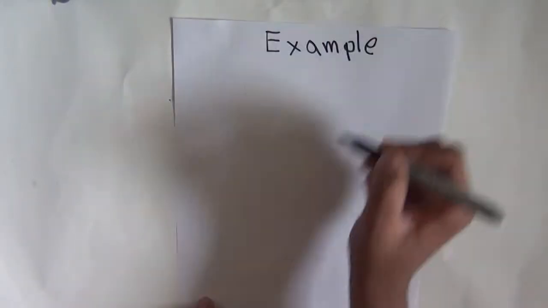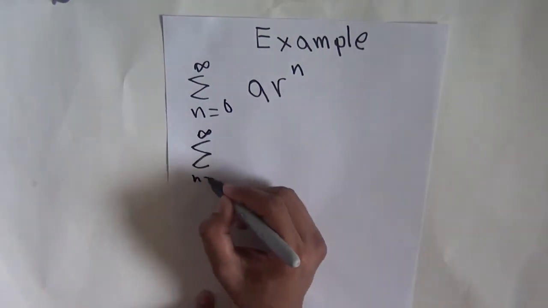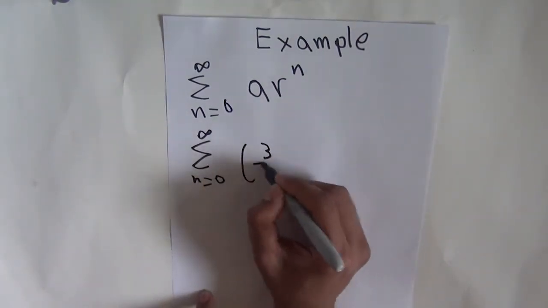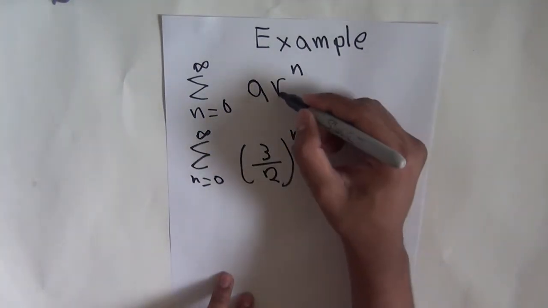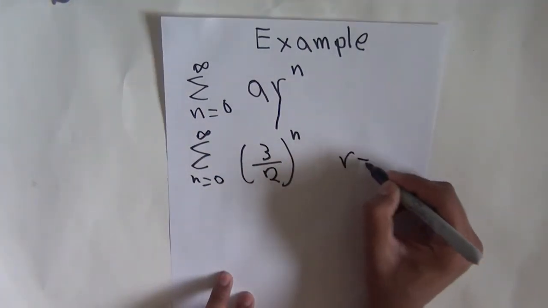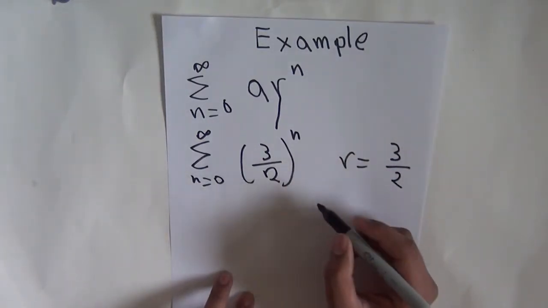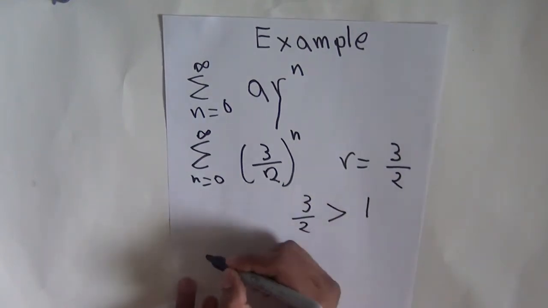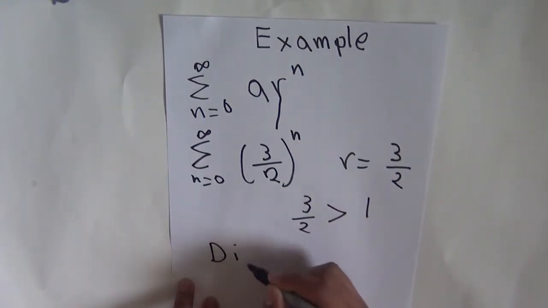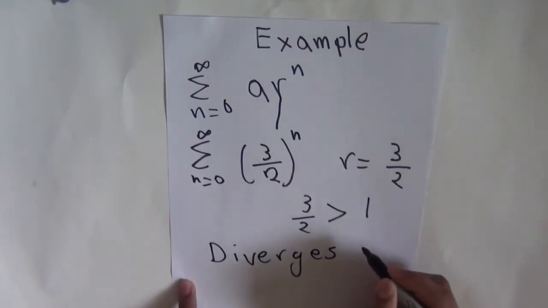Now let's look at a couple examples. The first question has r as 3/2 to the power of n. We can easily identify that as r according to the equation, and we know that 3/2 is greater than or equal to 1, therefore this series diverges. Since this series diverges, we can't find the sum. Let's move on to another problem.